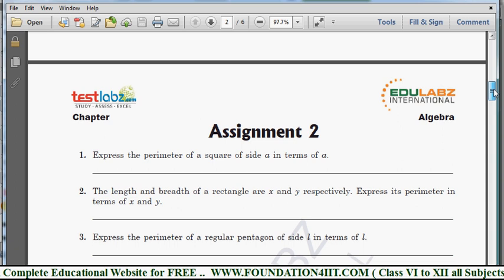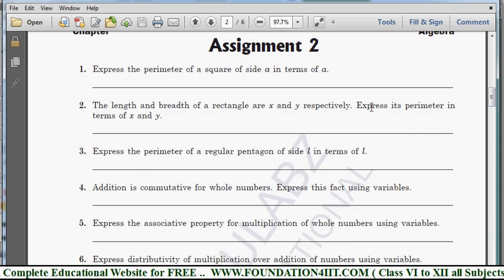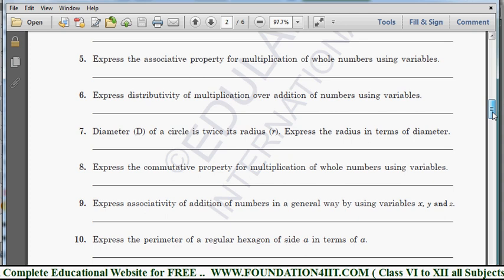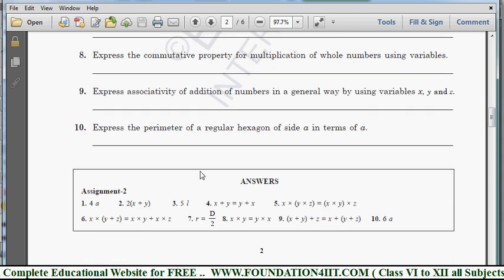Assignment 2 is regarding exercise 2. So exercise wise, assignments are prepared. In this assignment, questions are given with gaps to fill in the answers. If you take the printout, the solutions or answers are available down below. You can cut this strip and give it to them to test their knowledge.